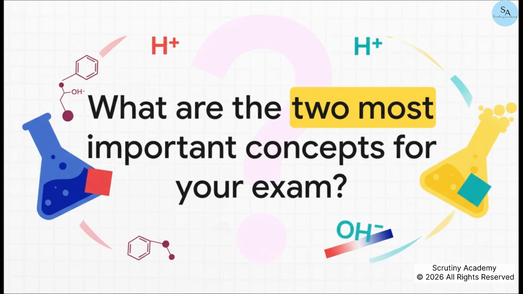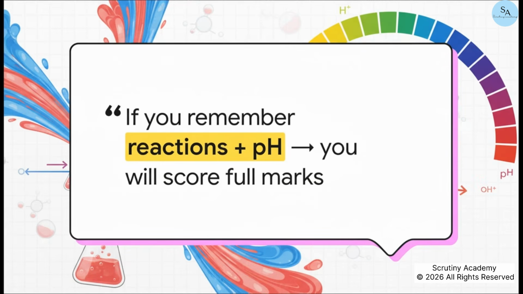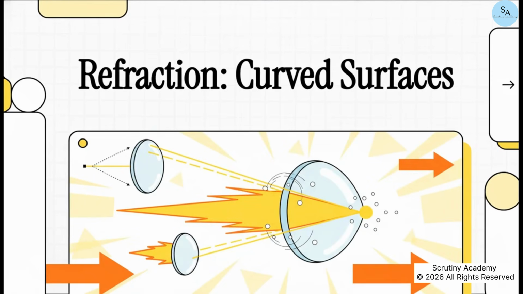So let's boil it all down. If you're going to remember just 2 things from all of this, what should they be? Honestly, if you're starting to feel a little overwhelmed, just focus on this: the chemical reactions we talked about and the pH scale. Master those 2 concepts, and I promise you are going to be in fantastic shape for your exam. You've totally got this. Good luck.